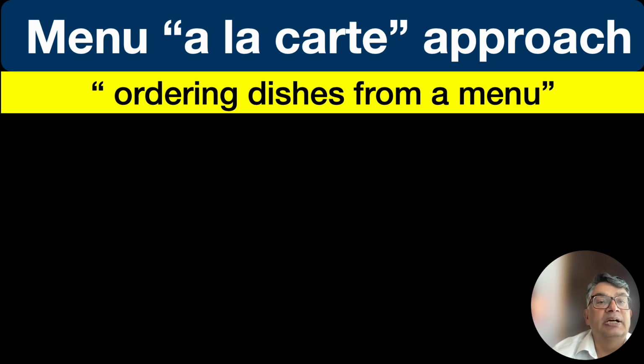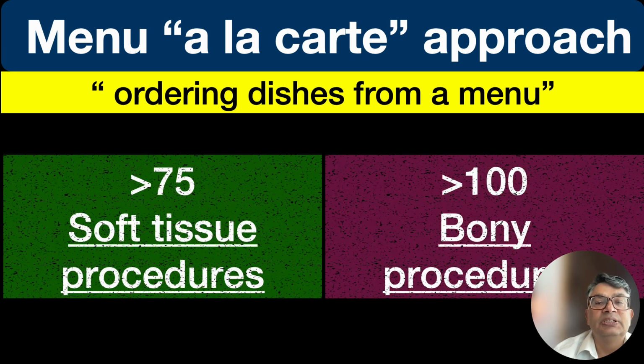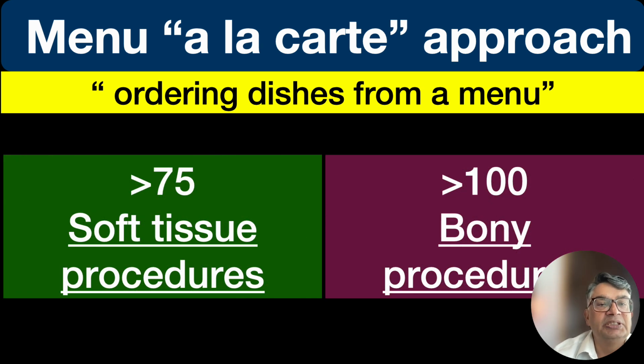Coming to the menu a la carte, the menu a la carte approach is the most popular approach for management of patellar instability, and this literally means ordering the dishes from the menu. So you have a menu, then among this menu you order the dishes you want. That is what a la carte means. But unfortunately for patellar instability, there are 75 various dishes of soft tissue and more than 100 bony procedures. So which one to choose sometimes becomes very difficult.